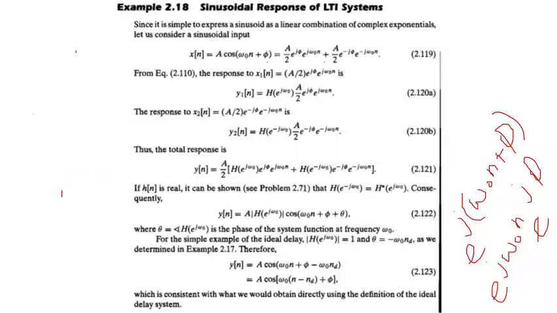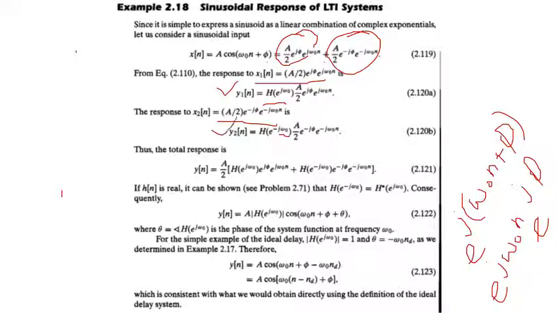This is our first input and this is our second input. So this is X1, this is X2. Now for X1, you can see that the frequency is omega naught, so the frequency response here will be e raised power j omega naught. In the second one, the input is e raised power minus j omega naught n, so the frequency response will be e raised power minus j omega naught. We just assume that the frequency response for this will be e raised power j omega naught, and for the second one, e raised power minus j omega naught.